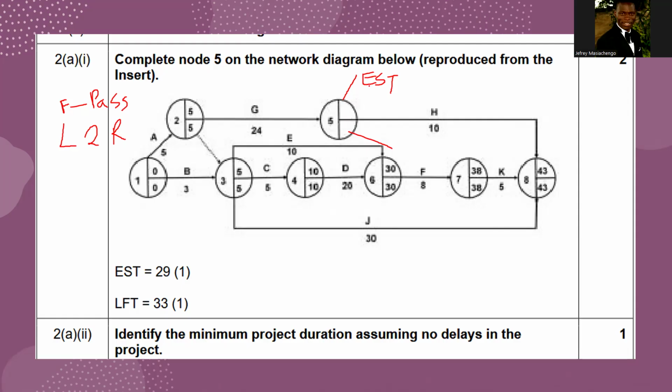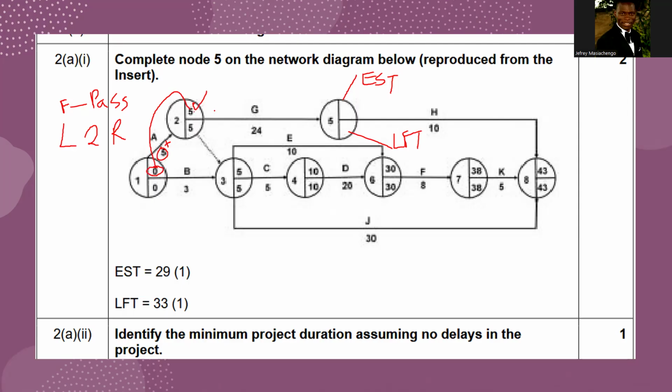EST, that's earliest start time, and LFT is this one, the latest finishing time. Let's do the forward pass. So in this case, we say the EST plus duration, that's how we do the forward pass. So we say 0, this is 0, we add the duration, 5, 0 plus 5. What do we get? We are moving in this direction. It means we get the other EST, which is 5, that is here.